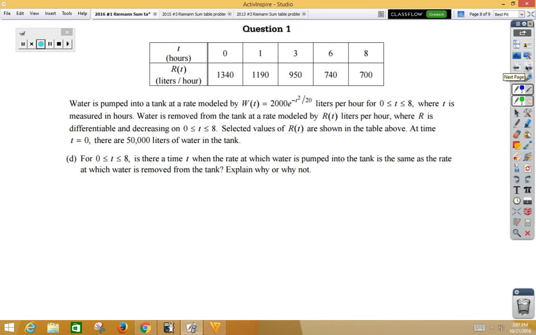Part D. From 0 to 8, is there a time when the rate at which the water is pumped into the tank is the same as the rate at which the water is removed from the tank? Explain why or why not. Well, that means that the two must be equal to each other. To prove that they're equal to each other, we could look at what's happening at the far left and what's happening at the far right.